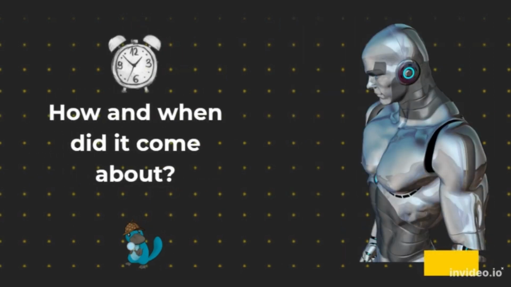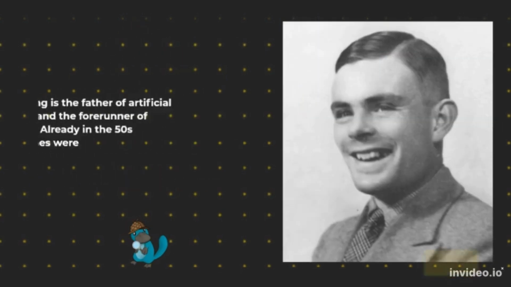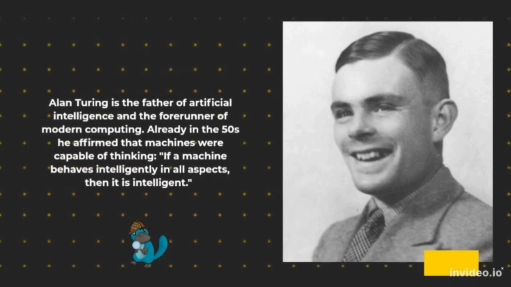Alan Turing is the father of artificial intelligence and the forerunner of modern computing. Already in the 50s he affirmed that machines were capable of thinking. If a machine behaves intelligently in all aspects, then it is intelligent.